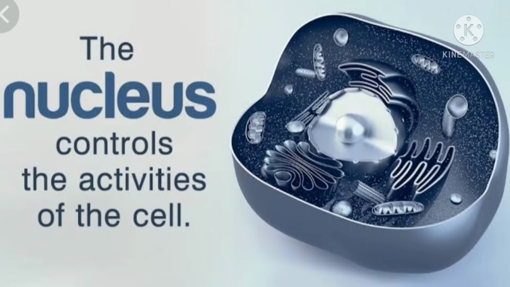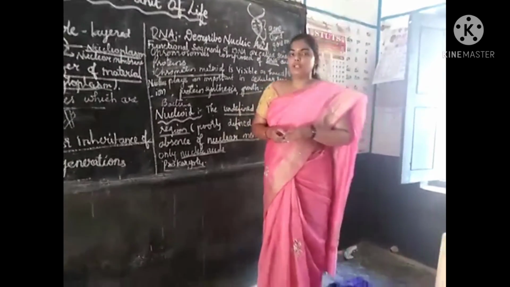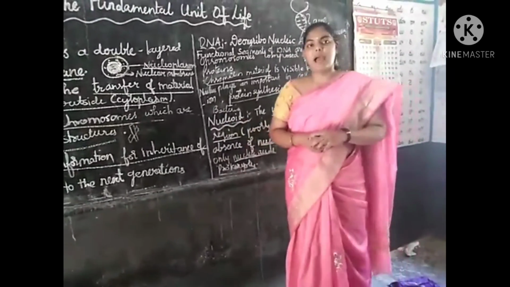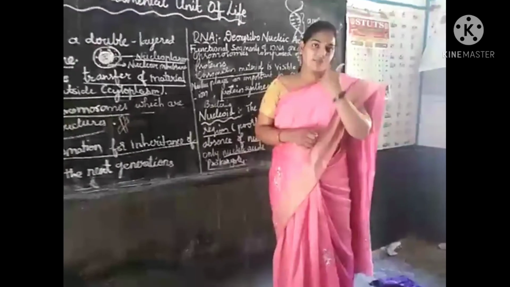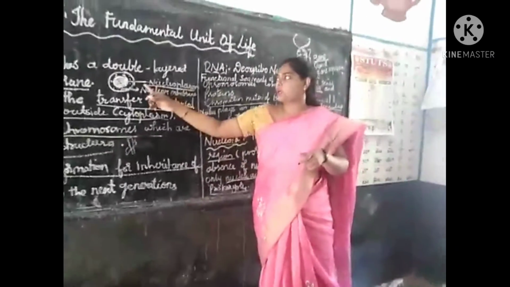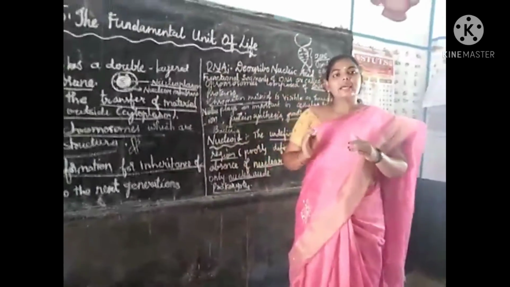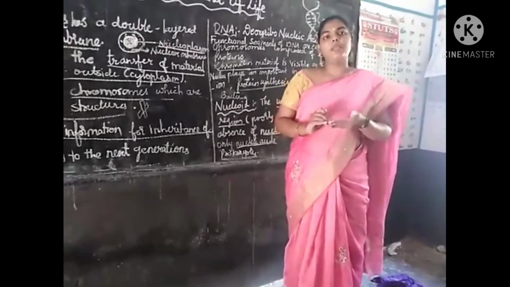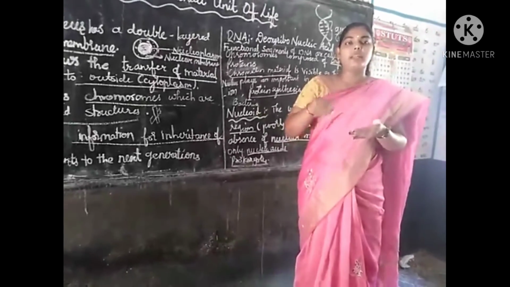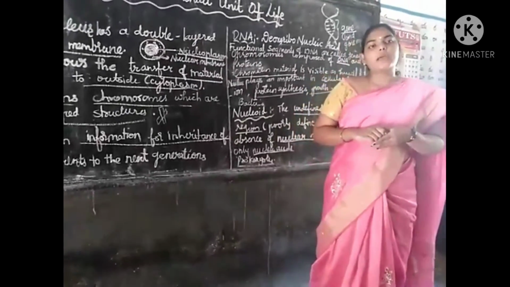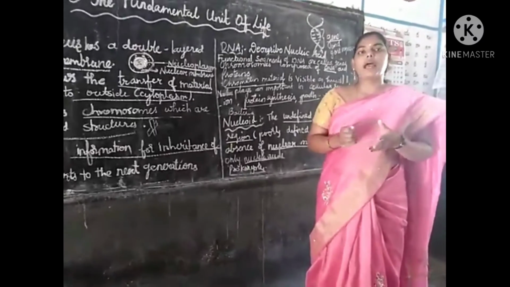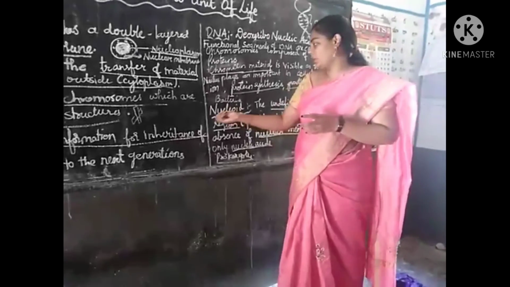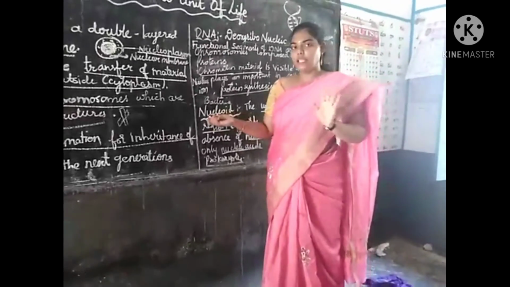There is one term that you have to know: nucleoid. The nucleoid is present in bacteria. As we already discussed, the nucleus is surrounded by the nuclear membrane. In some organisms, there is a poorly defined nuclear region, not having a nuclear membrane around it. Those organisms are called prokaryotic organisms. Prokaryotic organisms have a nucleoid. They do not have a true nucleus.